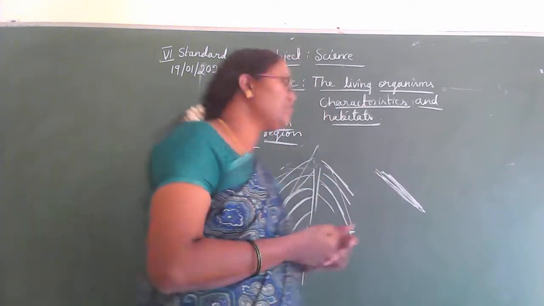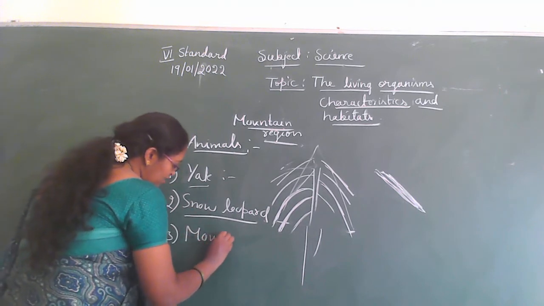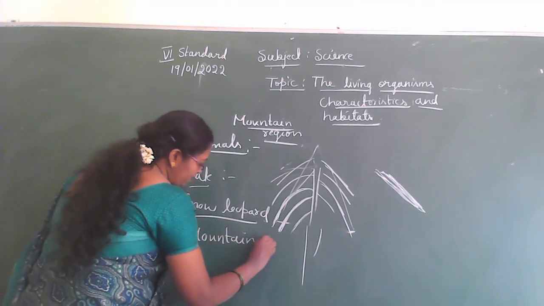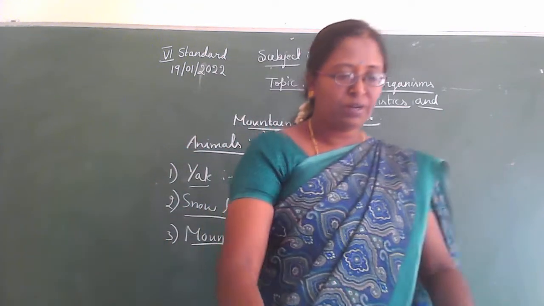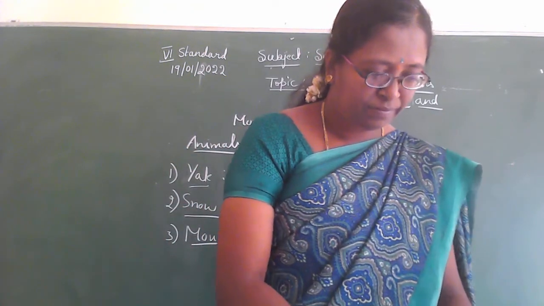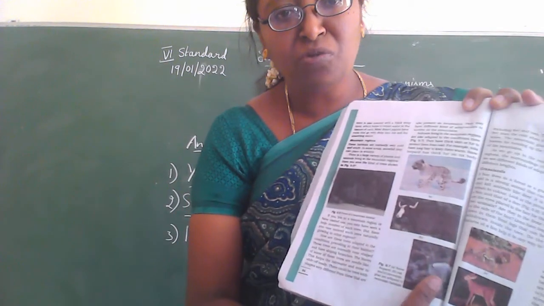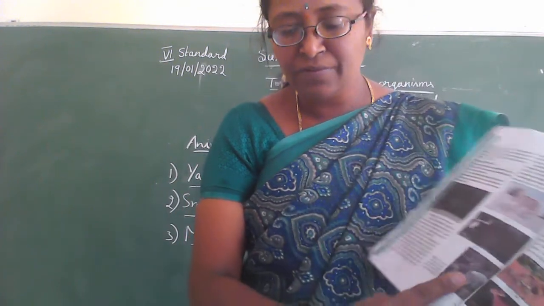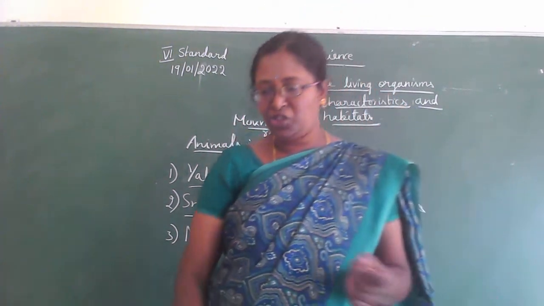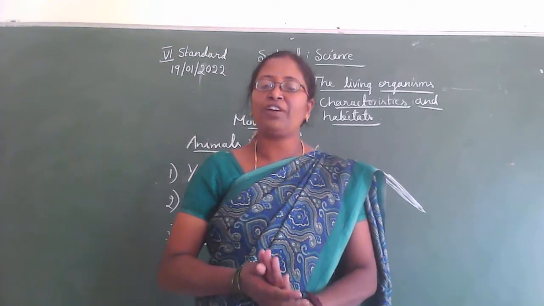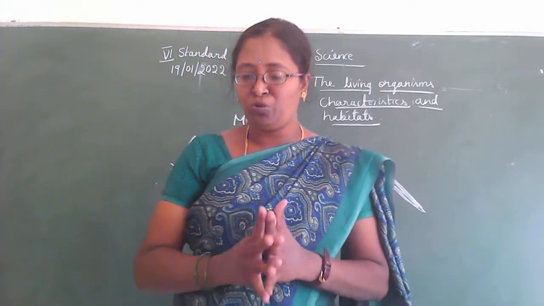So the next one is the mountain goat. See in your textbook, mountain goat. So this one is a mountain goat. Where does it live? It lives in the mountain region. This type of animal, the mountain goat, has strong hooves.